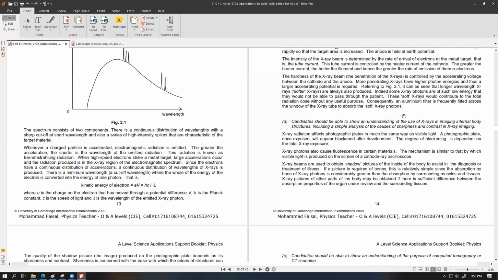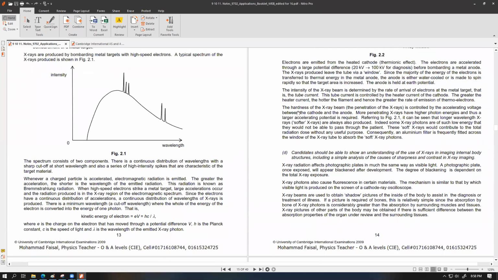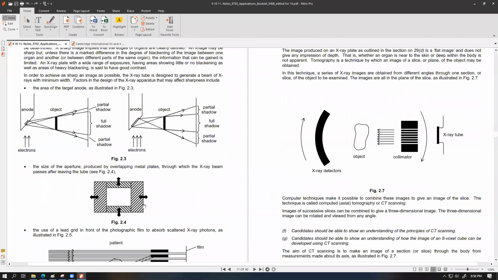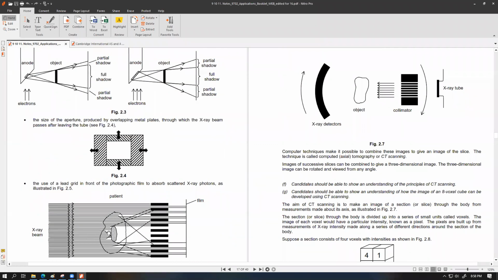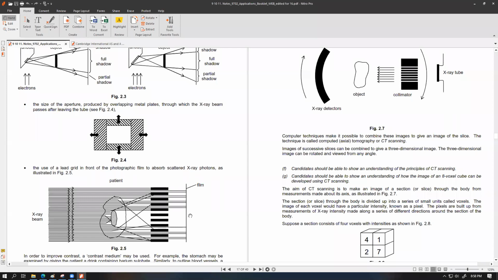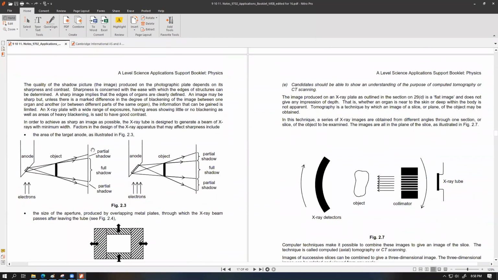The next thing I need you to understand: intensity and hardness are the two properties of the X-ray beam produced out of the tube. Then there is the image we produce out of this X-ray beam after scanning the patient. Let's say this is the patient's body, this is a bone, and this is the film or the detector. We produce an image here, the X-ray image for our diagnosis, and that can also have two individual properties: sharpness and contrast.